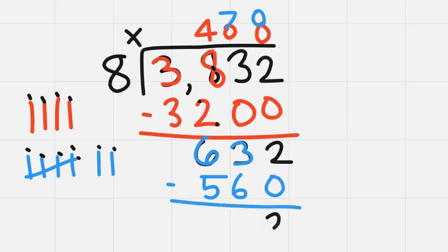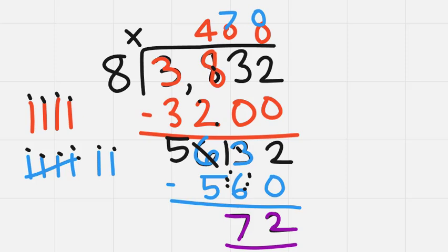2 minus 0 is 2. 3 minus 6 we can't do because 6 is bigger than 3. It means we have to borrow. 3 becomes 13. The 6 becomes a 5. Now we subtract. 13, 12, 11, 10, 9, 8, 7. So now we'll divide again. We're going to look at the 7. 7 is less than 8, so we cannot use it. We need to include the digit next door. So we'll look at 72.